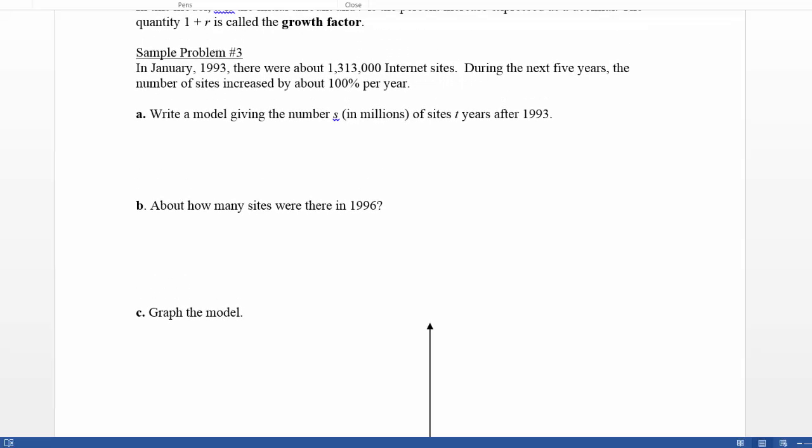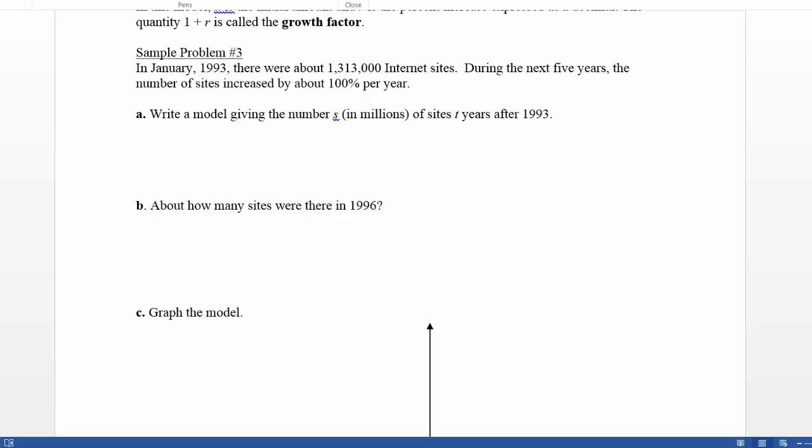Alright, for sample problem 3, we go all the way back to the beginning of the internet. We're pretty close to back in 1993, and you can see there were only 1.3 million internet sites, which was a pretty low amount compared to today's standard. And over the next 5 years, it actually increased 100% per year. Now it wants us to write a model for that. In this case, the model is S in millions after t years.